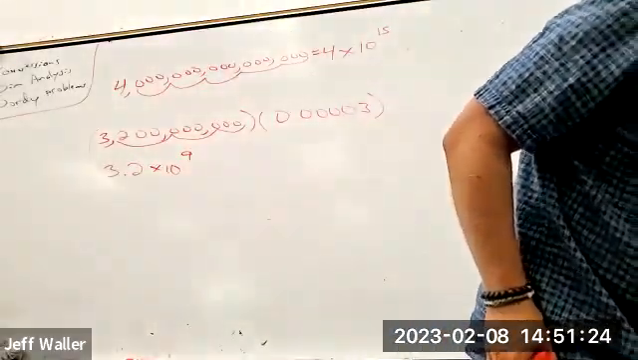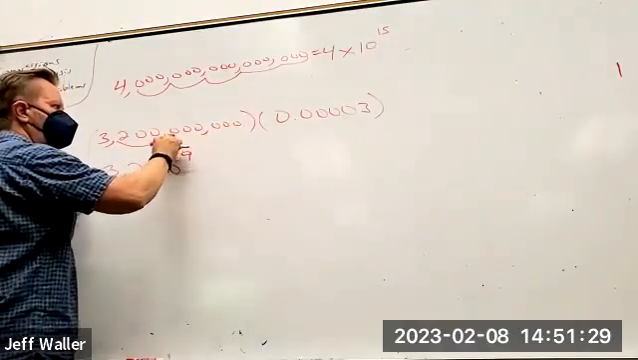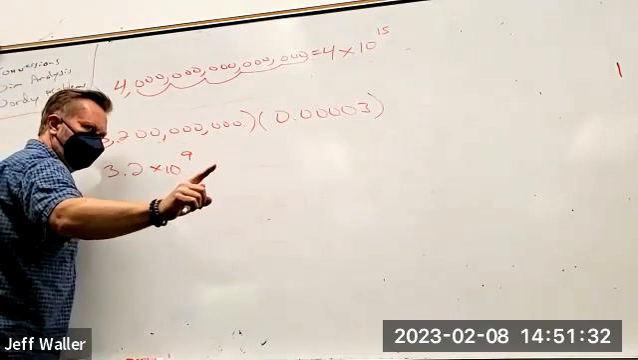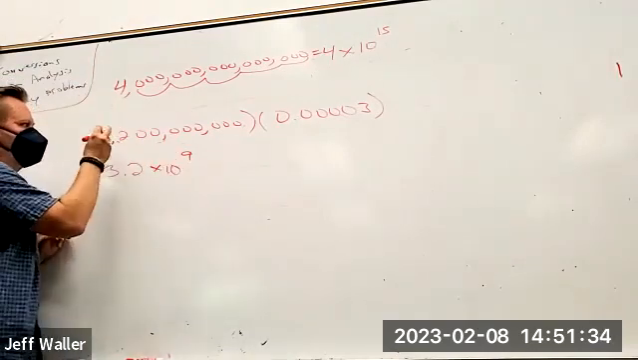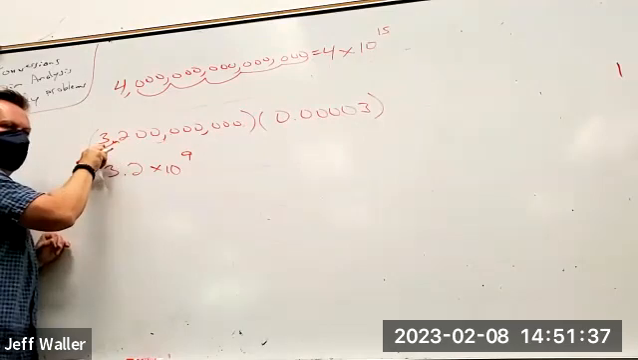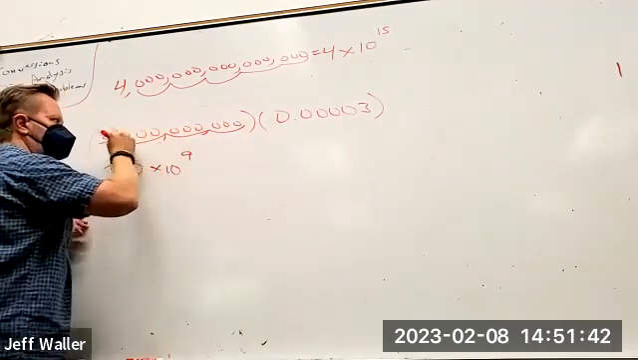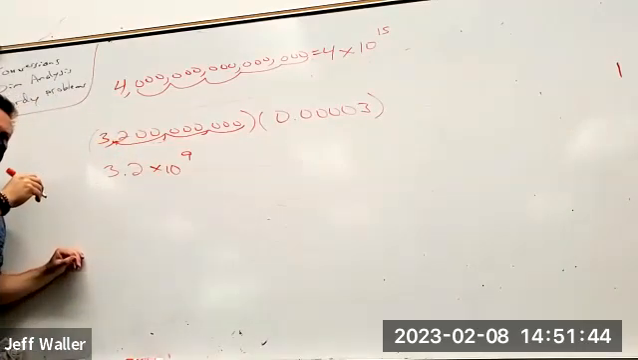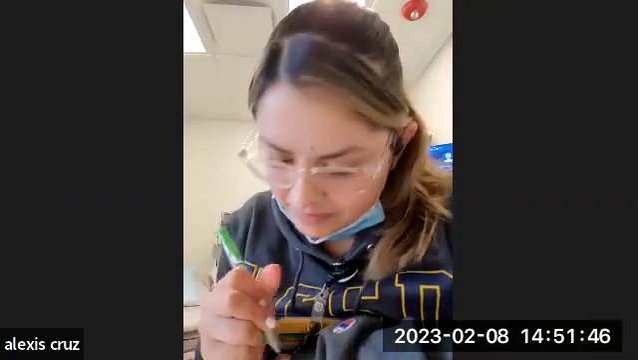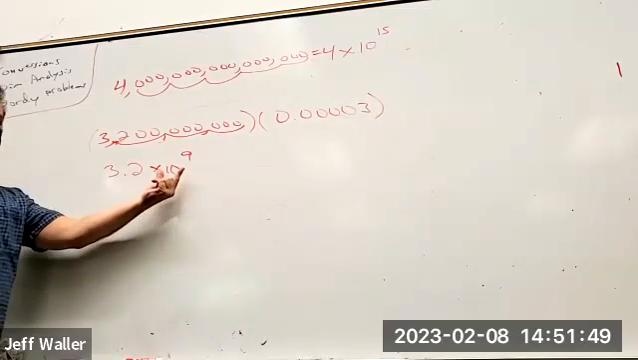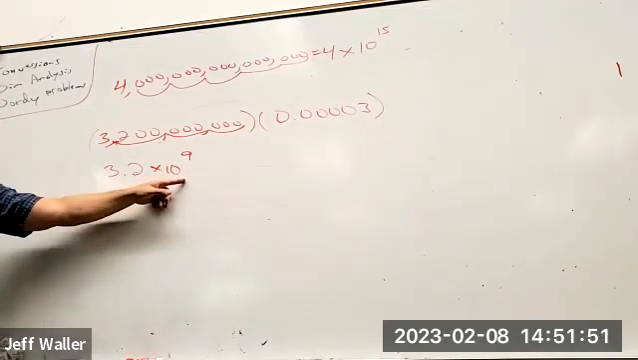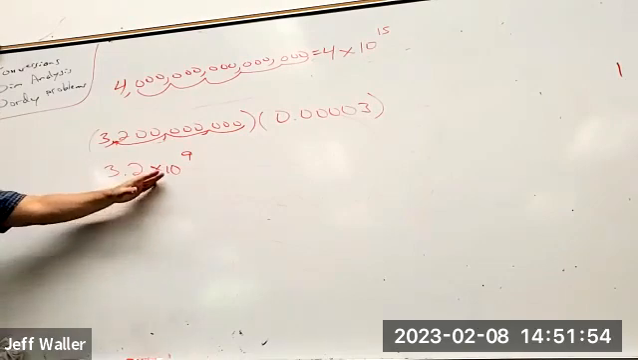Wait, sorry. How did you get 9 and not 8? So what is our goal? I want to move it until there's one digit in front of the decimal place. So I need to stop right there. Okay, just a 3 in front. How many times do I move it? 3, 6, 9. I want all the 10s to be right there.